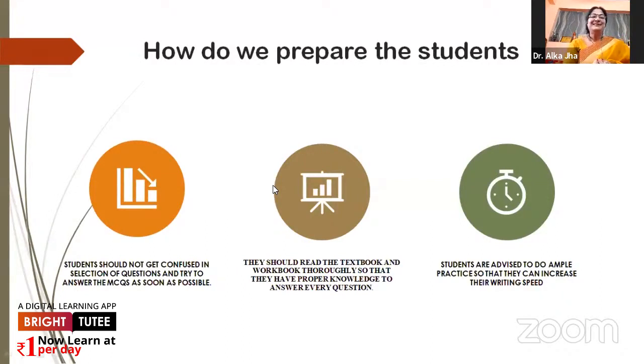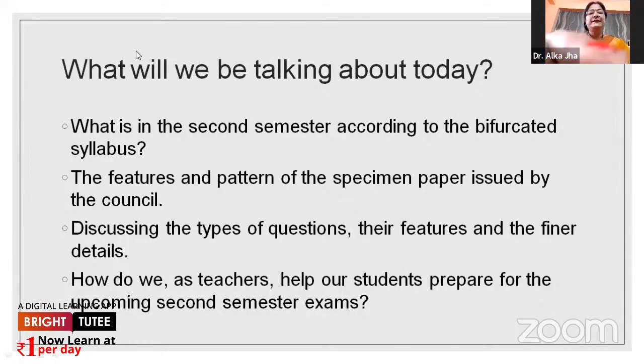So that way you can see, this small little experience of mine tells me that the children have to be constantly goaded in that direction. So what is the second semester all about? It is all about the bifurcation of syllabus. It's a quick recap over here, actually. So this PPT just allows you that.